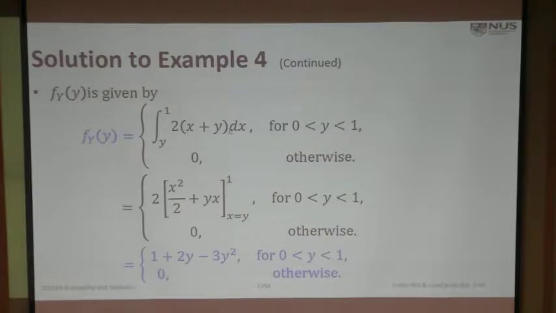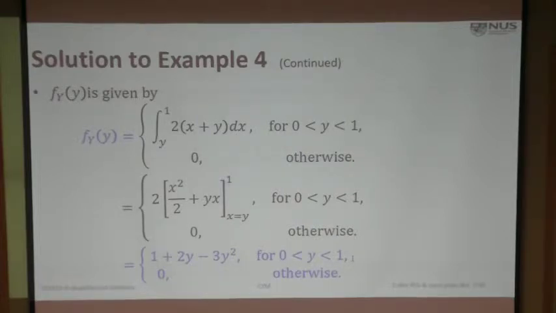We integrate this function with respect to x between these limits. Again, this one is easy. It's x squared over 2, this is x times y, x goes between y and 1, and we multiply by 2 in the end. So you substitute x equal to 1 and you get 1 over 2 plus y, minus the case when x is equal to y. With some simple algebra you get the answer 1 plus 2y minus 3y squared when y is in the set 0, 1. So that's the marginal PDF of y.